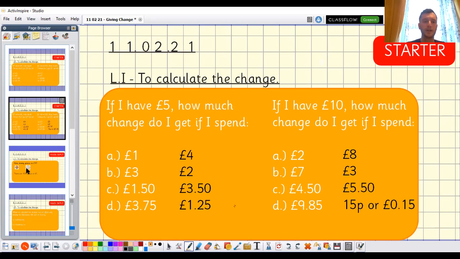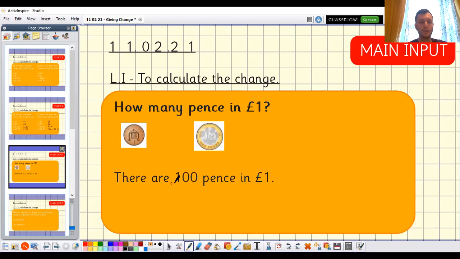We're going to continue looking at change today, and as we've done every day this week, we're going to look at this speaking frame just to remind us. And I filled it in for us today because we've done it so many times. Hopefully, we'd all know it by now. But let's recap. There are 100 pence in £1.